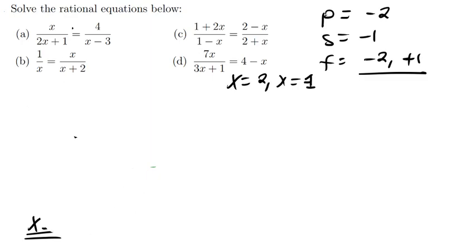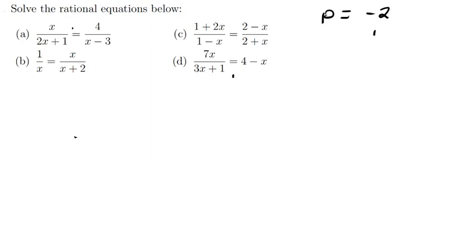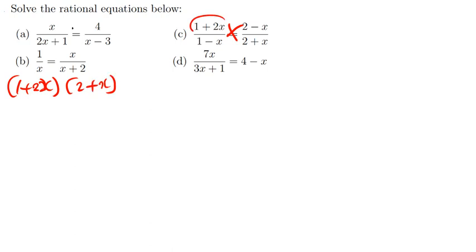Let's now try part C. So part C, we're going to cross multiply still. If we cross multiply, we'll be able to have 1 plus 2x in the brackets times 2 plus x. So we're multiplying this by that.